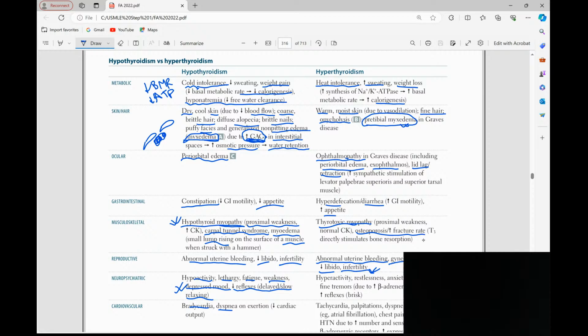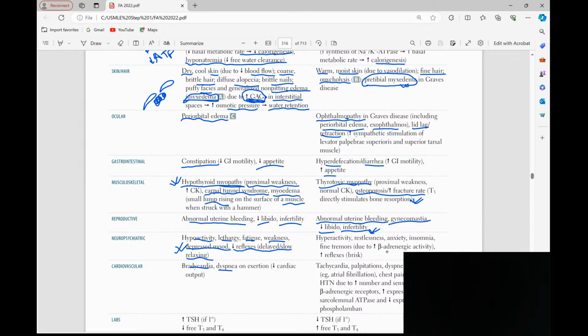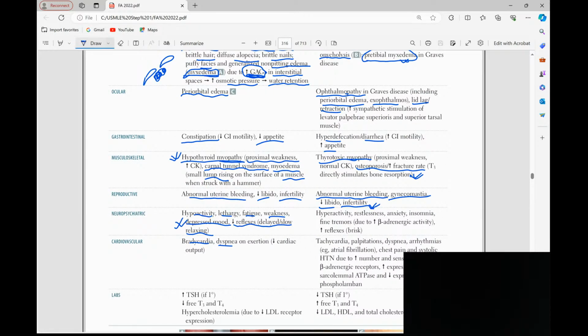This is very important. It is directly proportional to thyroid hormone. So those persons with altered thyroid have more tendency of fractures, osteoporosis, hyperactivity, restlessness, anxiety, insomnia. Everything is increasing with the anxiety effect, and also increased reflexes. Somewhere this is also a clue or question for hyperthyroidism.